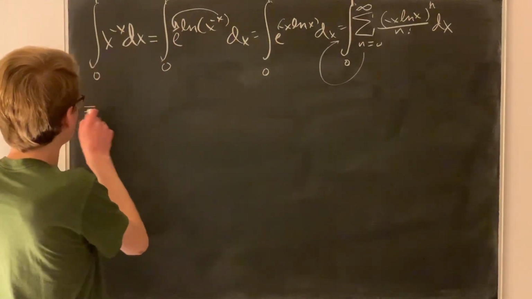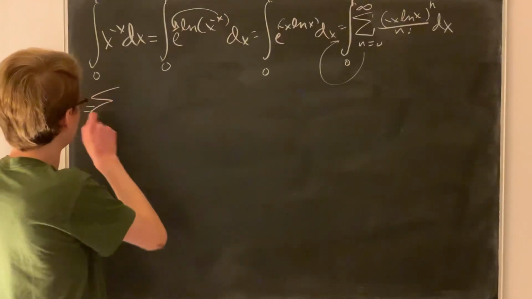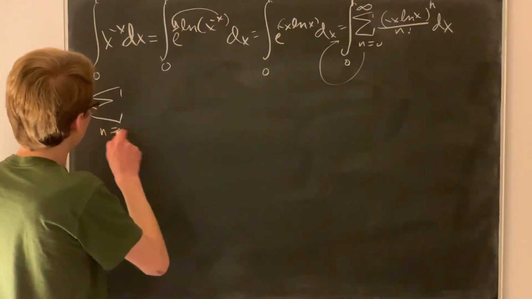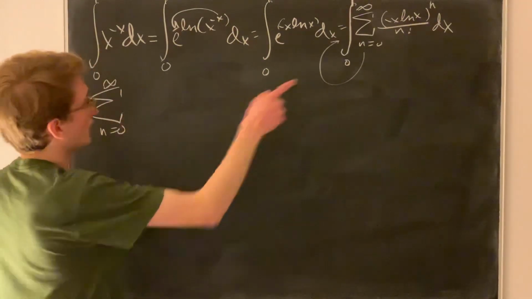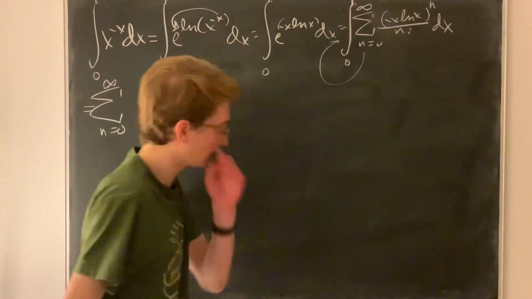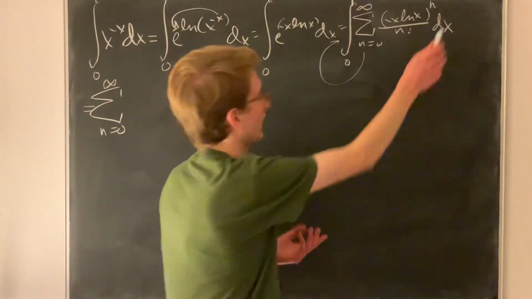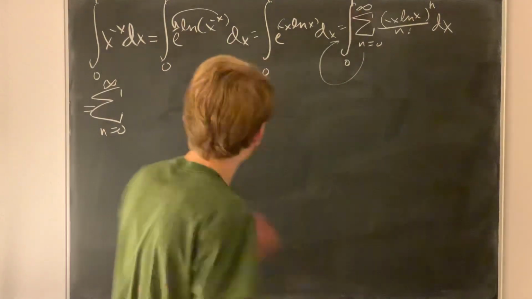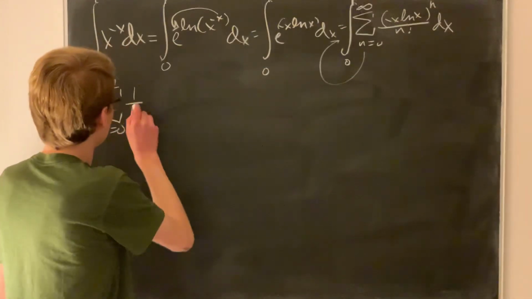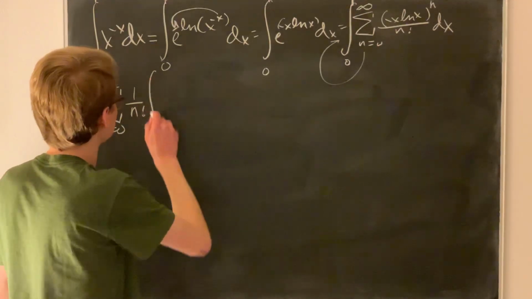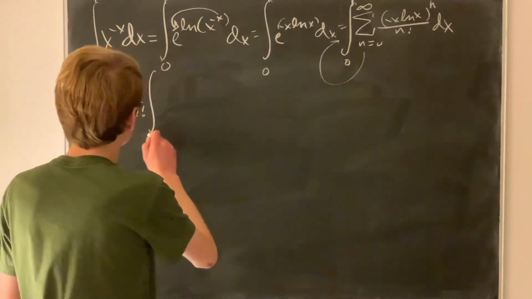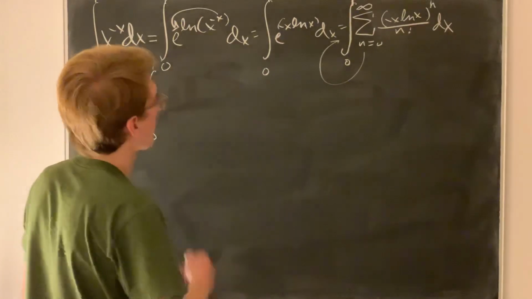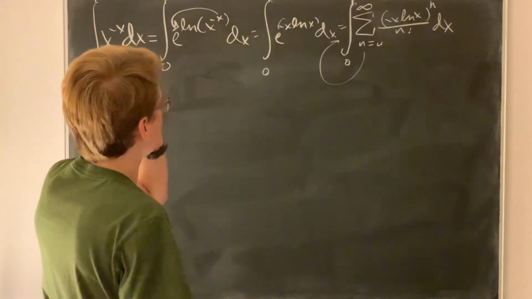So this will give us the sum as n equals 0 to n equals infinity of, well, this n factorial here is just a constant, because remember, we're integrating with respect to x. So I could bring it out, and it will not change the value of the integral. Again, we're still integrating from 0 to 1, still integrating with respect to x.